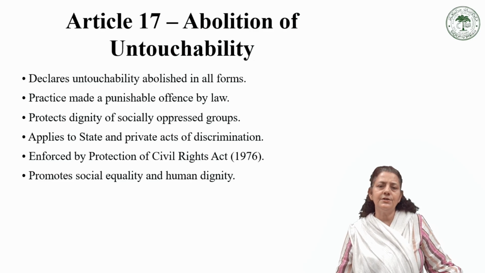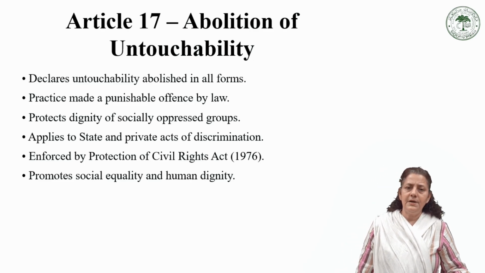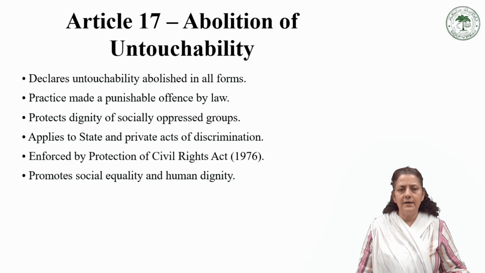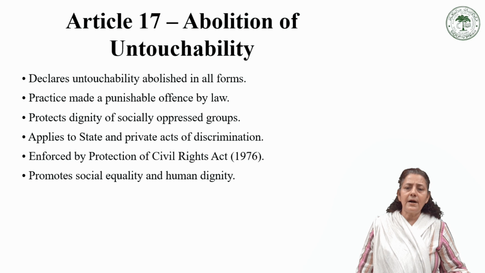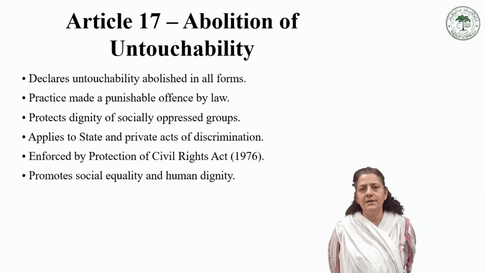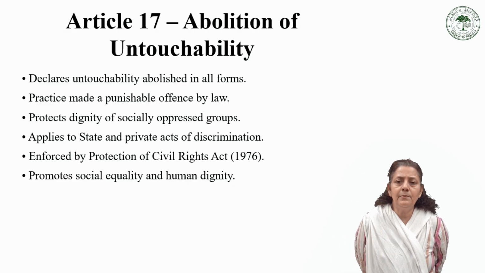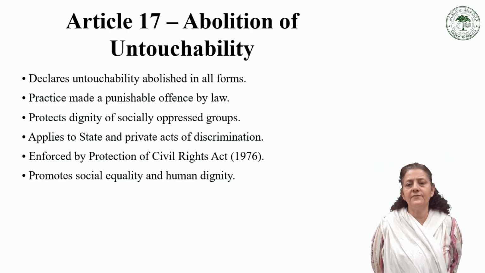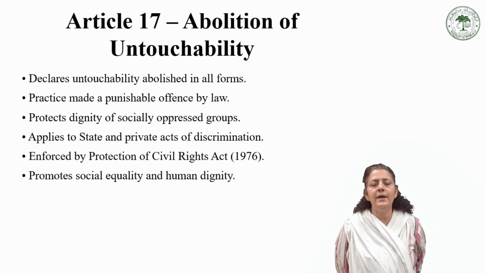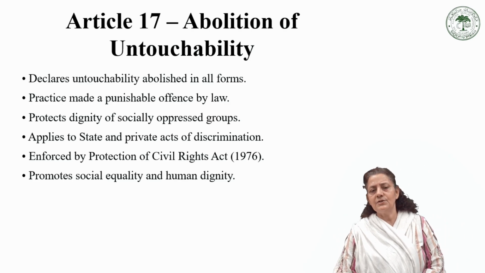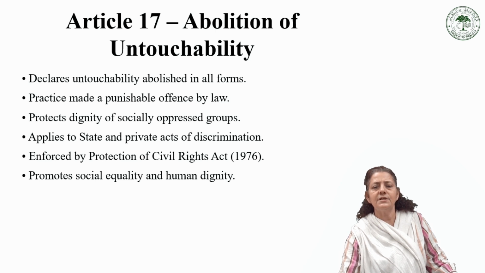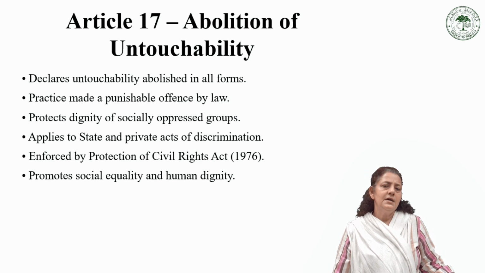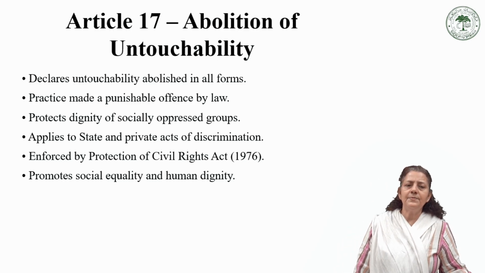Article 17 of the Constitution abolishes the practice of untouchability in all its forms. It states clearly that untouchability is abolished and its practice in any form is forbidden. The enforcement of any disability arising from untouchability is declared an offense punishable by law. This article is absolute and unconditional, leaving no room for any exception or justification. The objective is to eliminate one of the most inhumane social practices that existed in Indian society for centuries. It ensures equality and human dignity for all citizens, especially those who suffered from caste based discrimination.